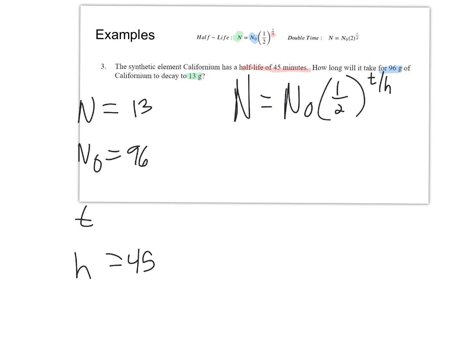All right, so now let's fill in what we know. So 13 is going to equal 96 times 1/2 to the time, which I don't know, divided by 45.